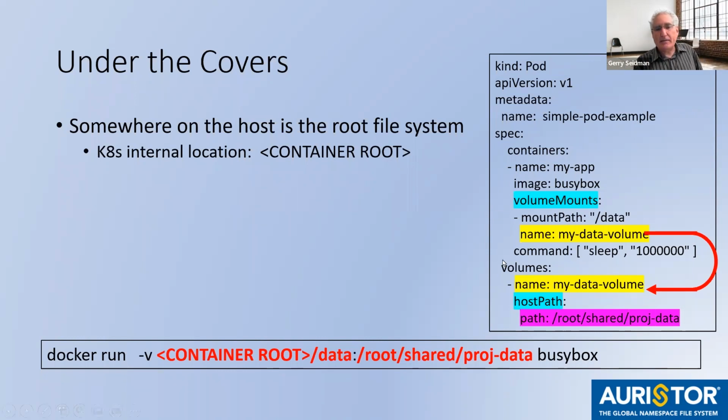So in this example, what the kubelet does is the moral equivalent of docker run -v into the container root /data. So that's where I'm projecting it, from the source on my local machine, the regular path /root/data/project, to the target. That's all it's doing.